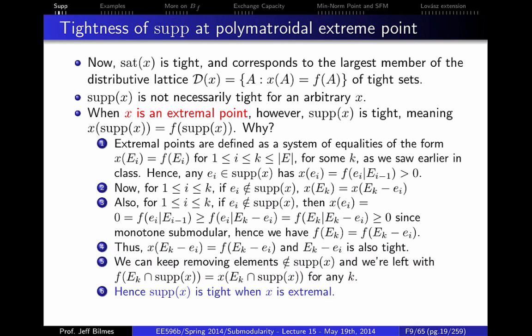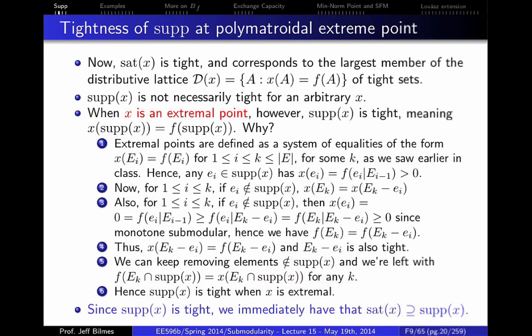When x is extremal, that immediately gives us that support is a subset of or equal to SAT, because SAT is the biggest tight set. When x is extremal, supp is less than or equal to SAT.